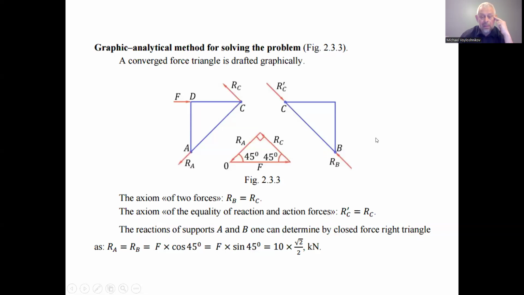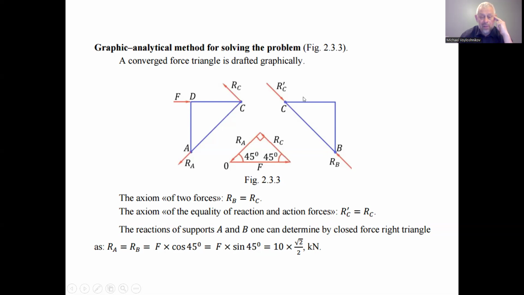And each of the parts is in the balance state. We have to define that the flat system of forces is convergent. Two flat systems of forces are convergent for both half arches. Besides, we have to use the axiom of two forces, RB equal to RC.